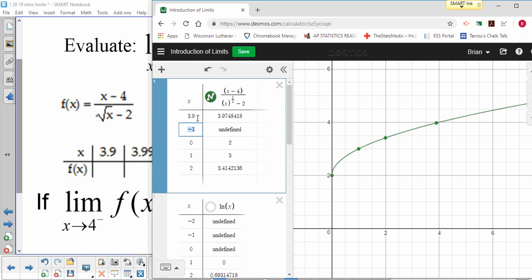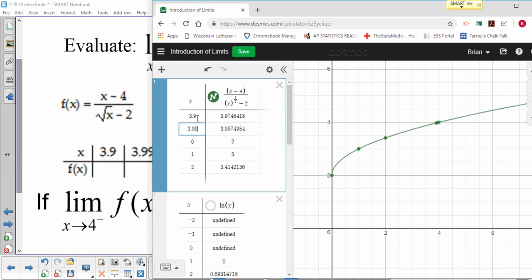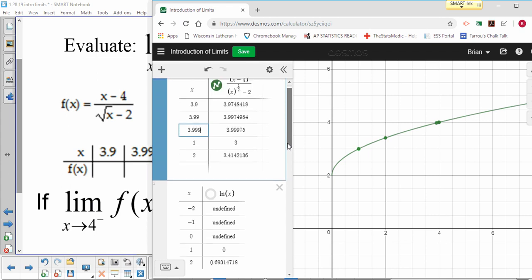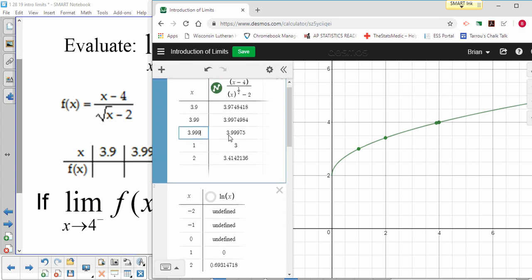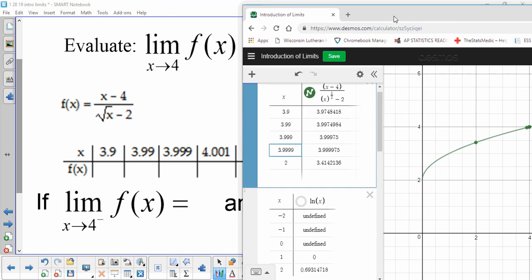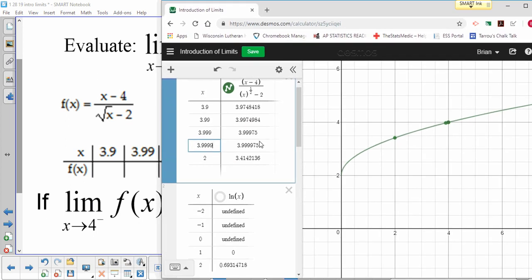If I plug in another value, 3.99, you can fill this table in your notes if you want. And you plug in 3.999, you notice that this value really does appear to be going to, sorry, not 0, 4. However, if you get even closer, like 3.9999, it just keeps on getting closer and closer and closer to 4. But yet, 4, unlike the previous problem, is undefined.